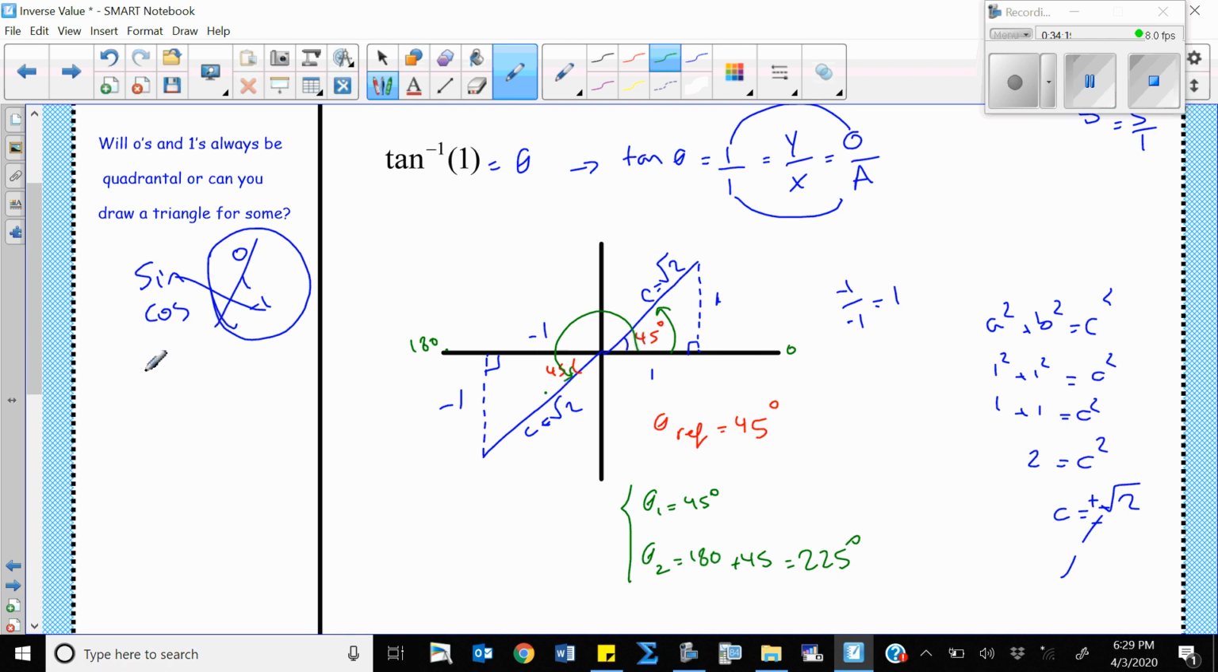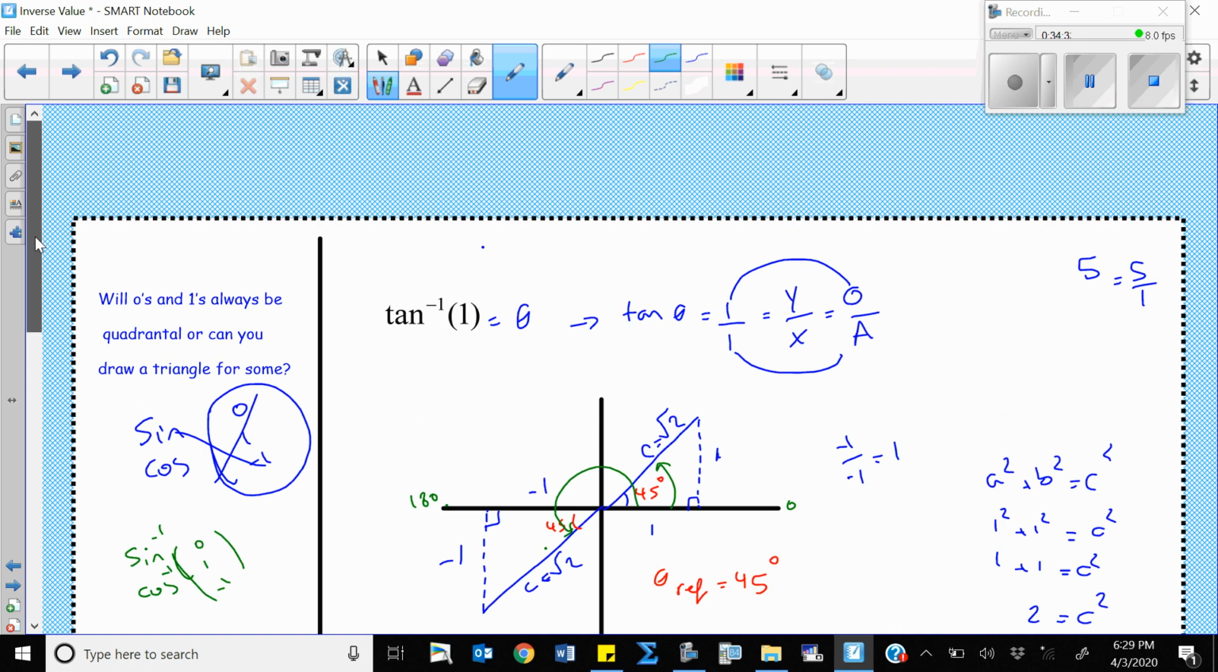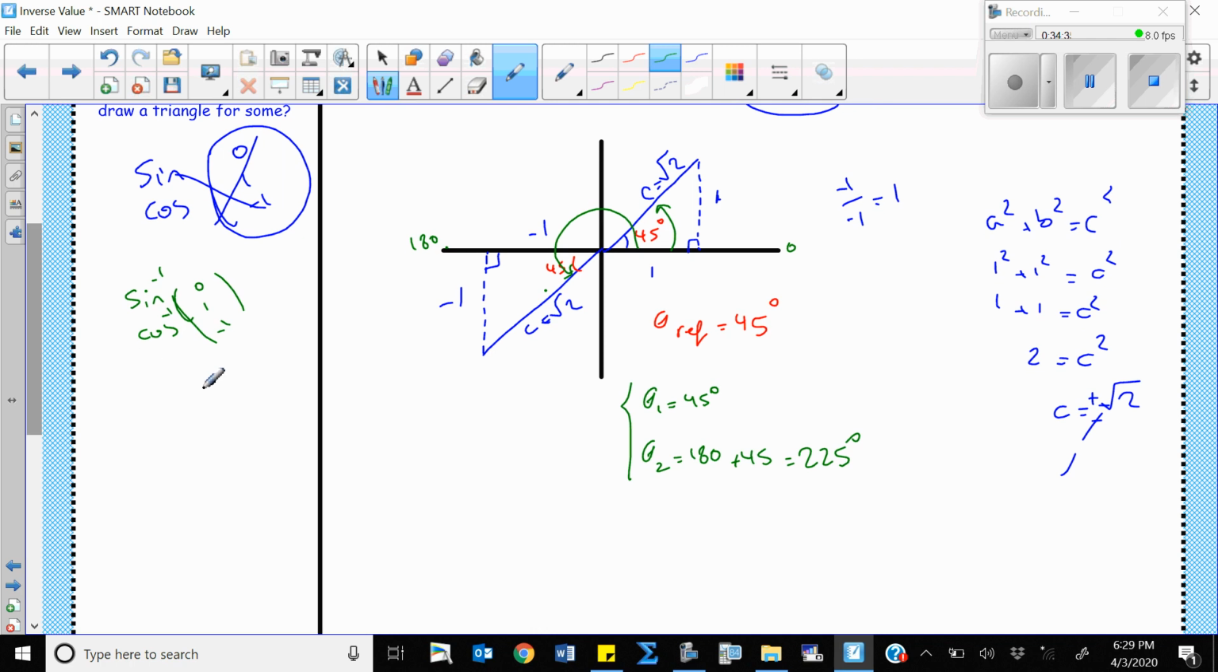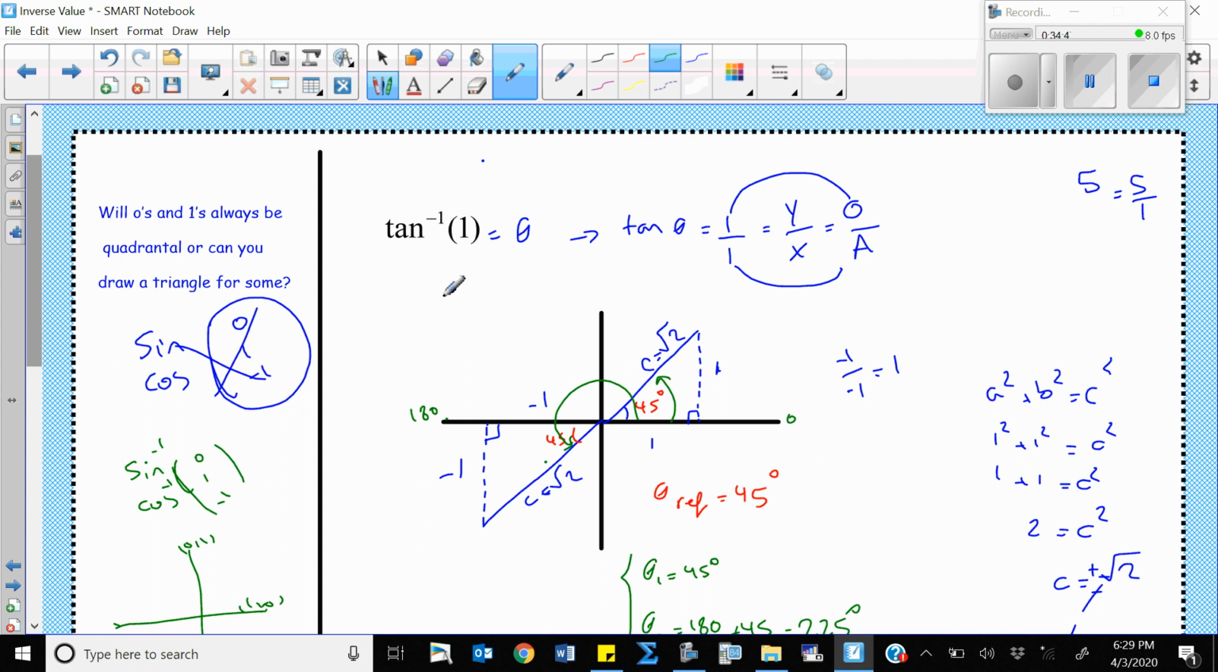So we learned that if we have sine inverse or cosine inverse of 0, 1, or -1, these are special cases, and we need to look for the coordinates of the points, like 0, 1 and 0 here, 0 and 1 here, and the rest. But if we have tangent inverse of 1 and -1, then we need to look for the right triangle.